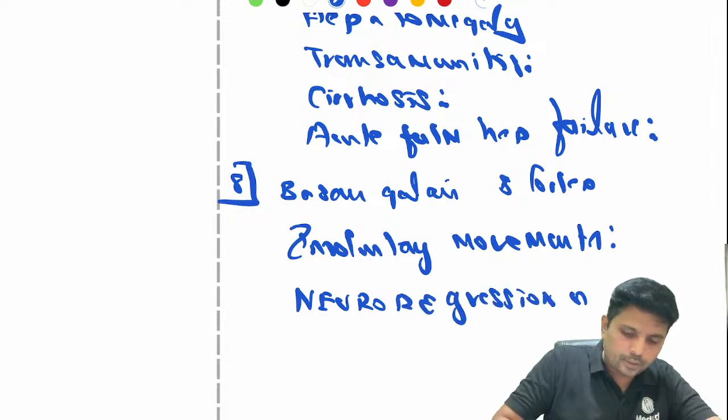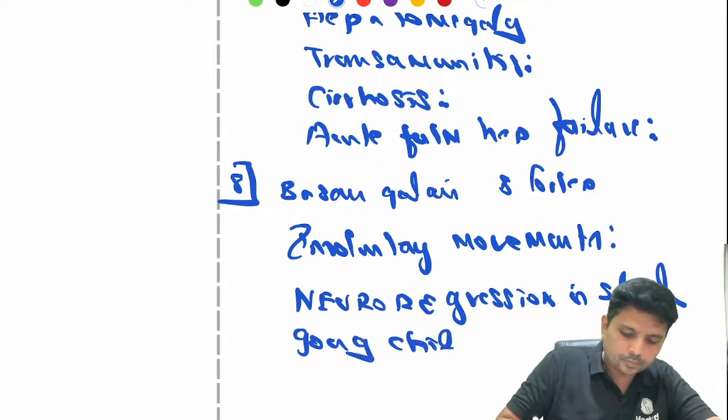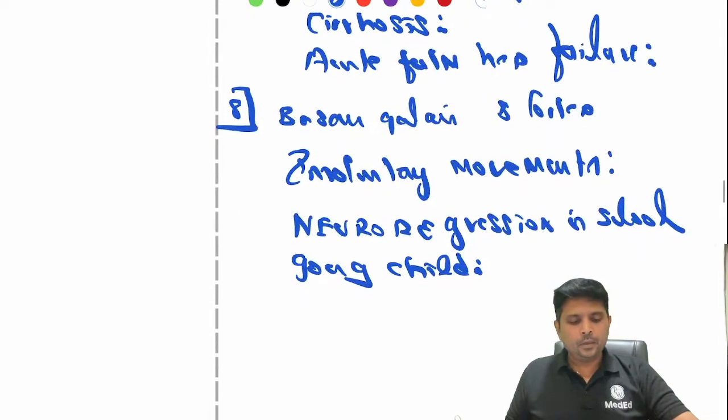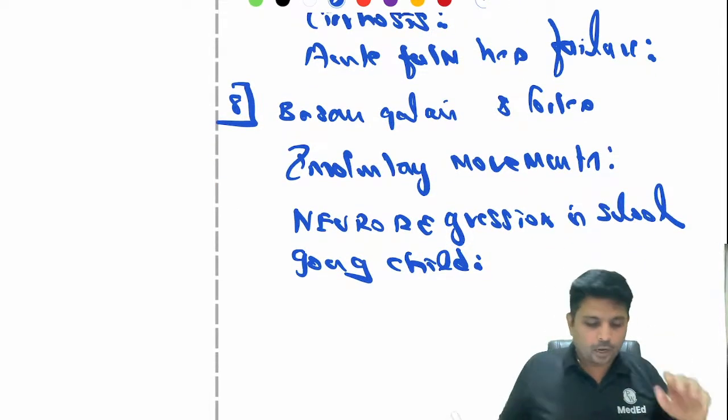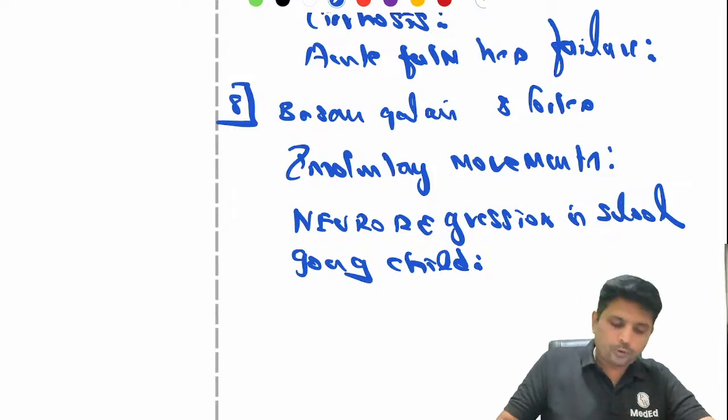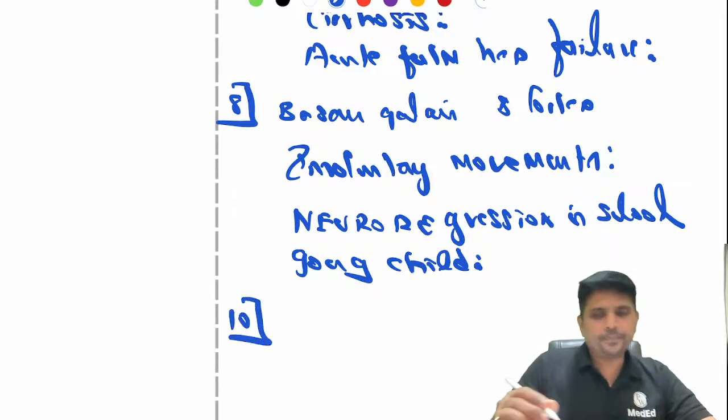Neuroregression in a school going child. Which one? Copper, direct copper mediated damage. Okay, and what else can you have? The copper.